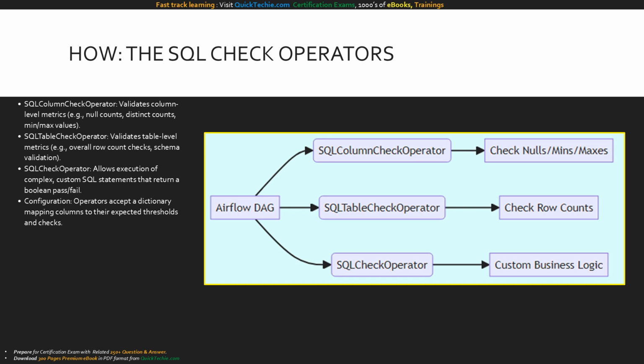Looking at this architecture diagram, you can see how an Airflow DAG distributes the workload across the three primary SQL check operators. The DAG triggers the column check operator to inspect granular details like nulls and maximums. It triggers the table check operator to validate the macro details like row counts. And it utilizes the standard check operator for custom, complex business logic that doesn't fit a standard template. Together, they form a comprehensive data quality suite.